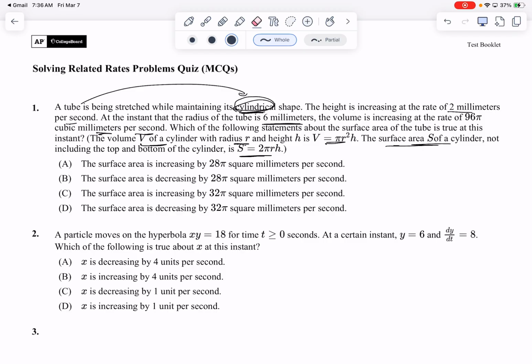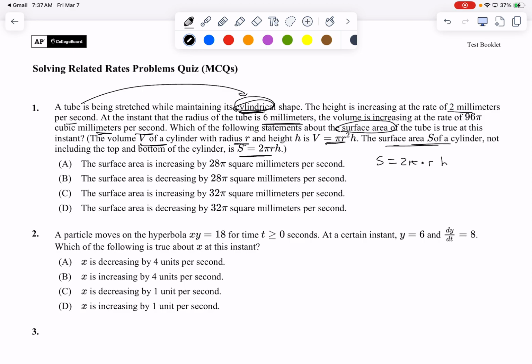dS/dt. It says the surface area of a cylinder, not including the top and bottom. They said, which of the following statements about the surface area of the tube is true at this instant. That's how we knew we wanted to work with surface area. So we have S is equal to 2 pi r times h. Agreed? Or 2 pi r h.